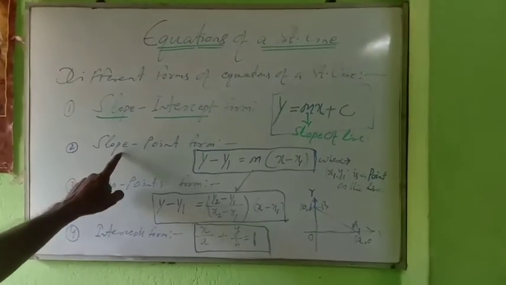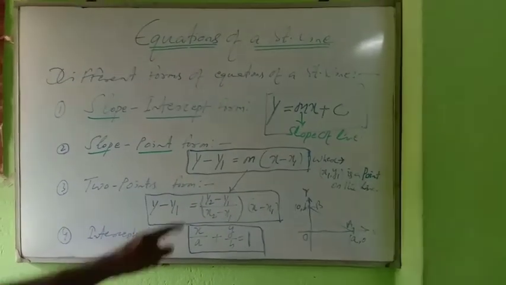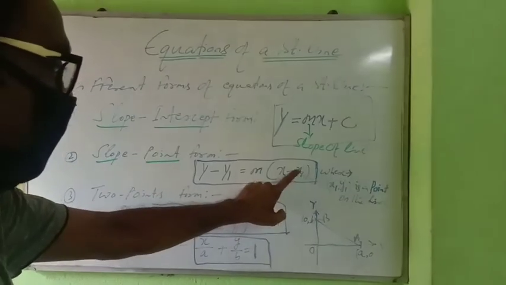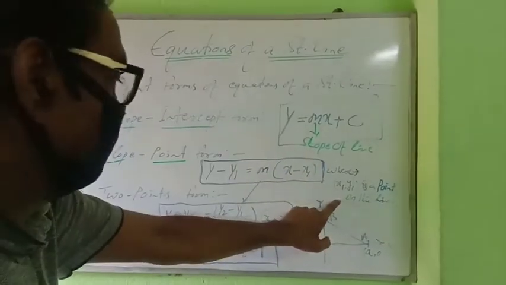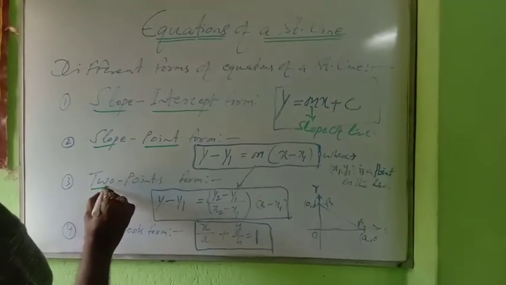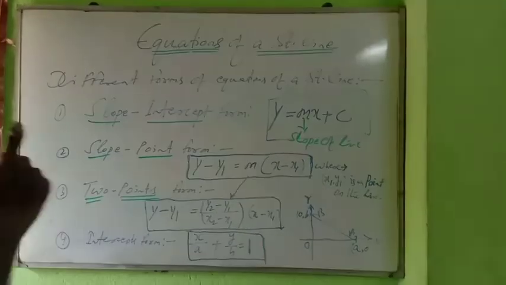Second one is slope given and one point given. Slope point form. That is y minus y1 is equal to m times (x minus x1). x1, y1 is a point on the line. Third one, 2-point form. 2 points are given like that, x1, y1 and x2, y2.